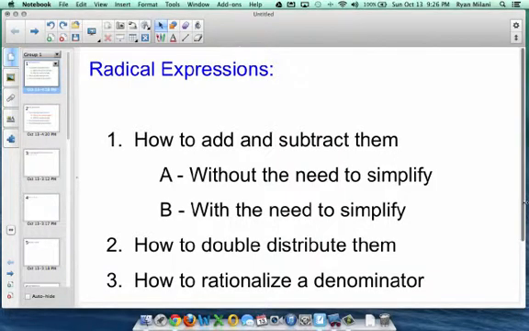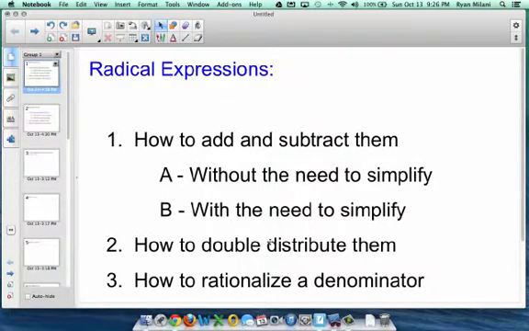Alright, today we're going to talk about radical expressions. Here's kind of the agenda for the day. If you notice, we have three things we're going to accomplish. I'm going to show you how to add and subtract radical expressions, and then I'm going to show you how to do it when you don't need to simplify and when you do. Then I'm going to show you how to double distribute them.